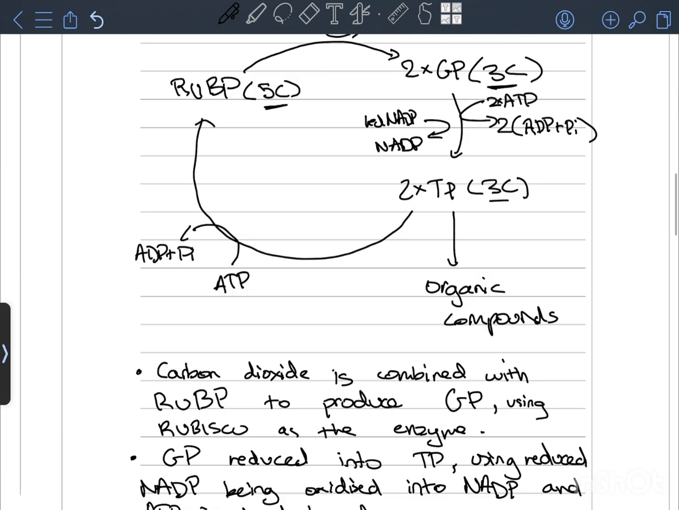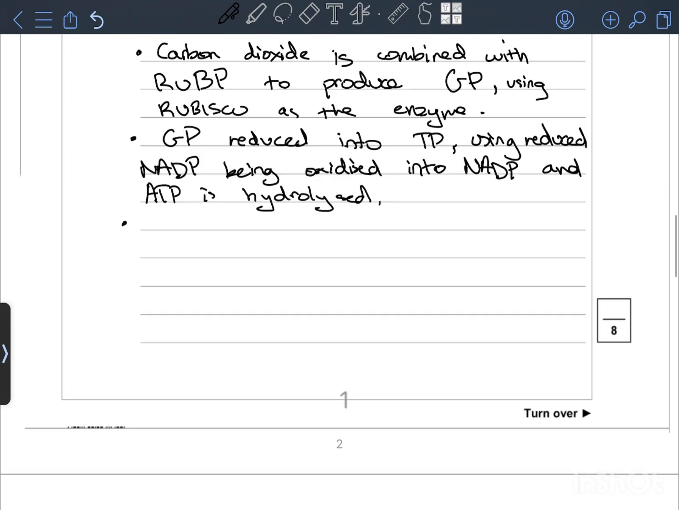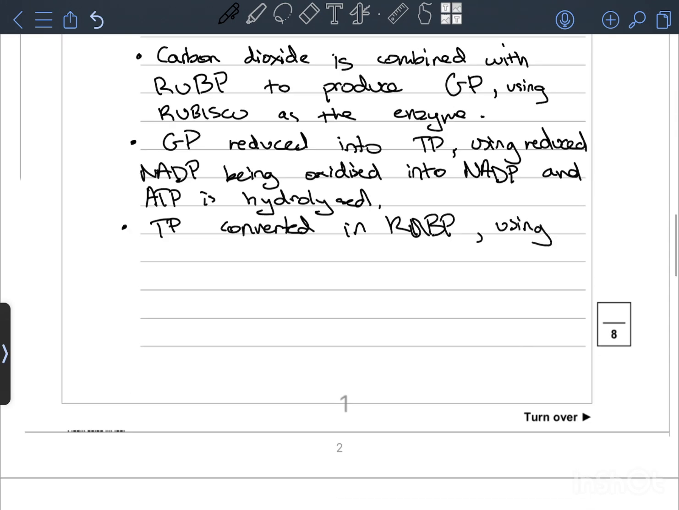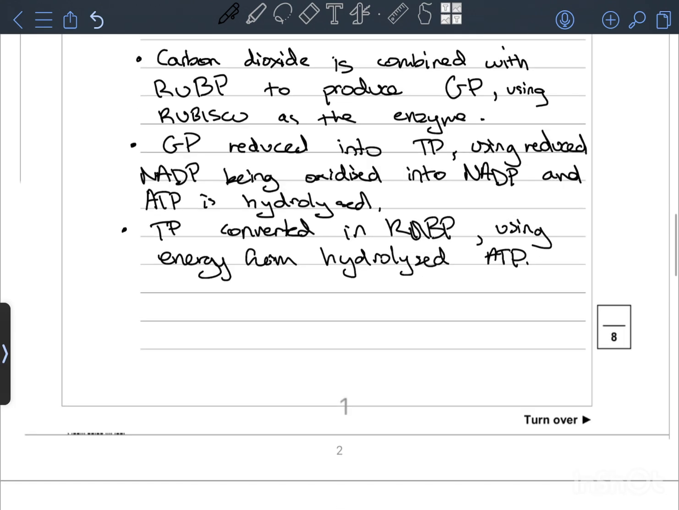The next step would be to write the final bit of the cycle, which is the triphosphate is converted to ribulose phosphate, using energy from hydrolyzed ATP. And this should get you all 6 marks.